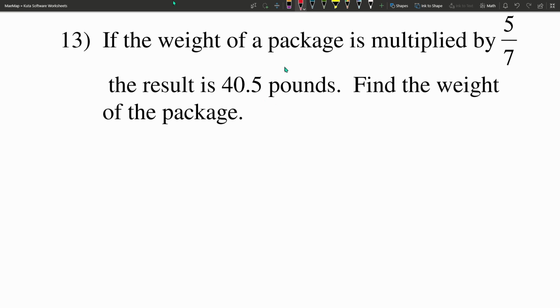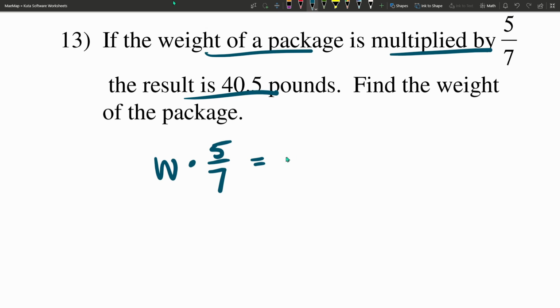It says, if the weight of a package is multiplied by 5/7, the result is 40.5 pounds. Find the weight of the package. Well, this kind of sets our equation up for us. The weight of the package is multiplied by 5/7. So my weight W is multiplied by 5/7, and that result is 40.5 pounds. So finding the weight W, multiplied by that reciprocal of the fraction that's multiplied by W currently, that would be 7/5 that we're multiplying by.